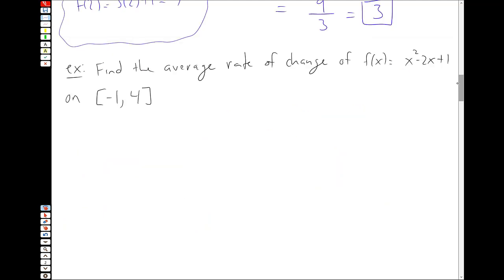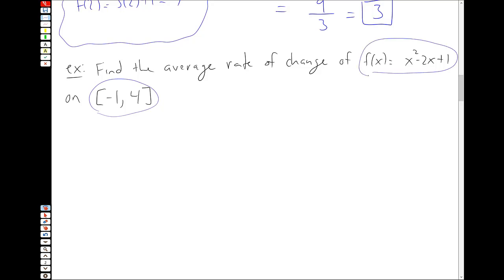Find the average rate of change of f of x equal to x squared minus 2x plus 1 on the interval minus 1 to 4. Now, the approach that we took for the line, the example from before, can be used in this problem too. The only thing that's changing here is the interval that we're looking at and the function, but the process is exactly the same.